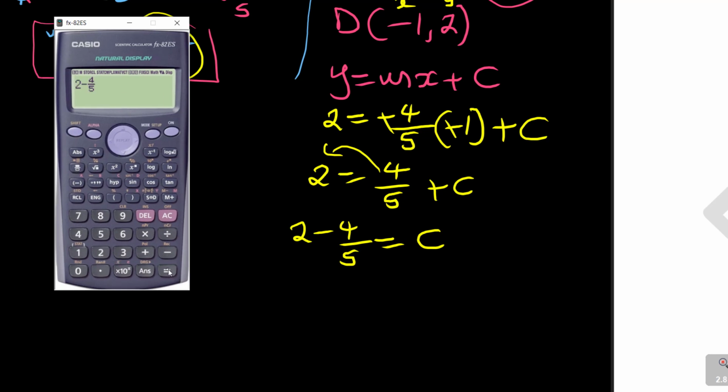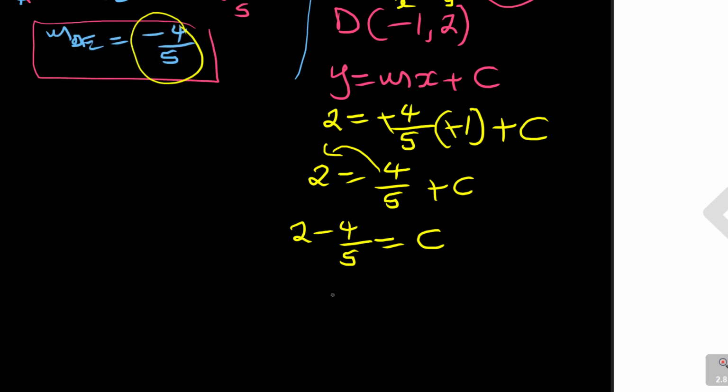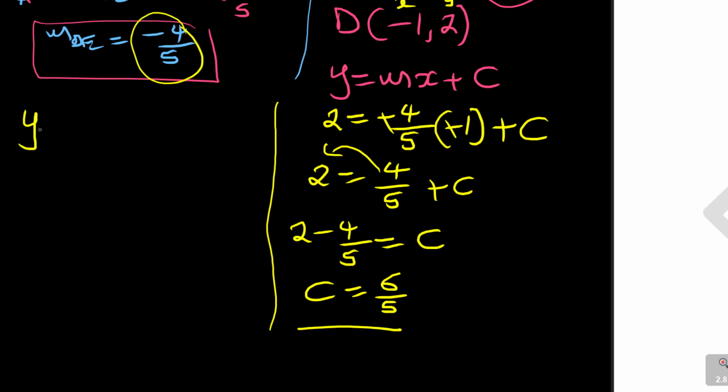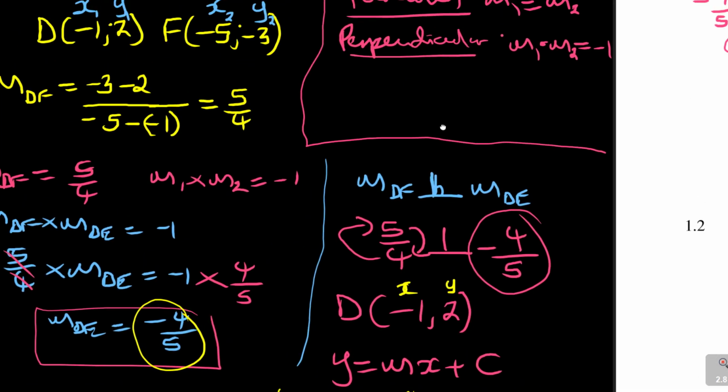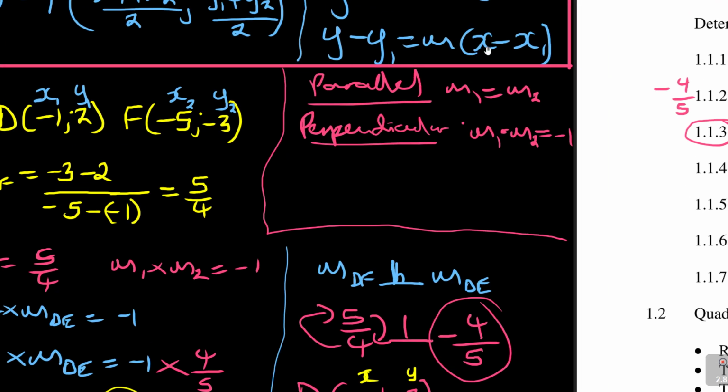I don't know whether this thing, guys, is making sense, which is 6/5. So c is equal to 6/5. Then when you're writing your final answer, it will be what? Y, because it could be y is equal to mx plus c. So y is equal to minus 4/5, which is my m, and then you always write y and x, and then c now becomes 6/5. This is the answer.